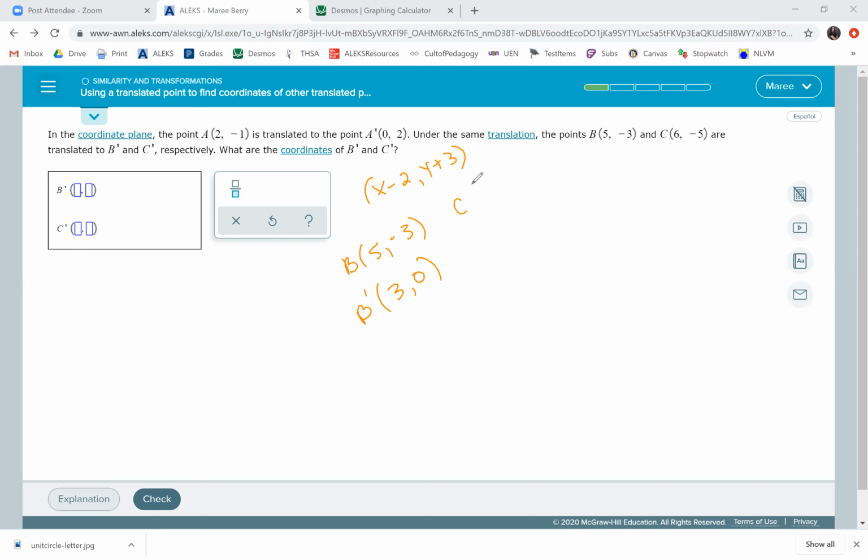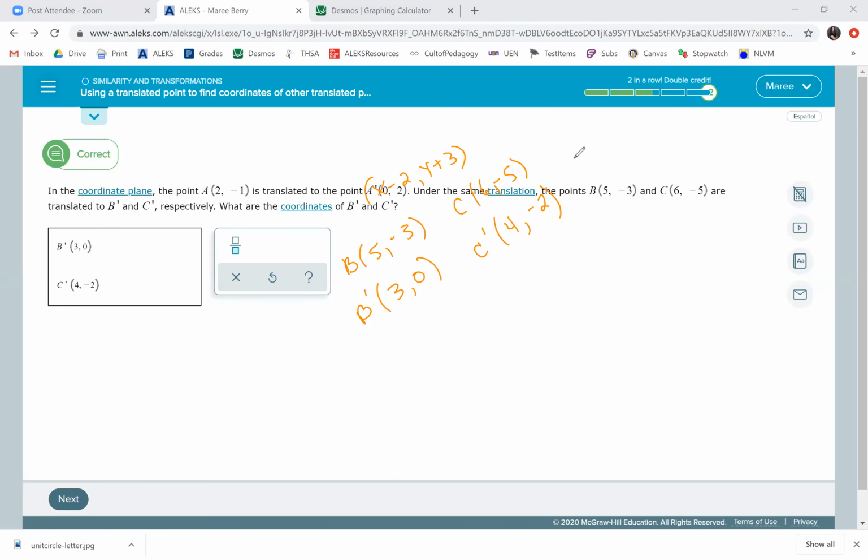And then c is (6, -5). So c prime will be 6 minus 2, which is 4. -5 plus 3 is -2. Now I notice that they have a lot of negatives in here. If you are struggling with adding and subtracting negatives, you might want to use your calculator until you can kind of figure out the pattern of how that works.